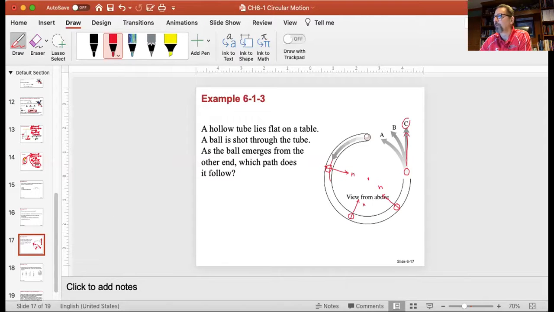All right, next one, and I think this is the last one. This is the physics of amusement parks, which is always fun to talk about. All right, where's my cursor?